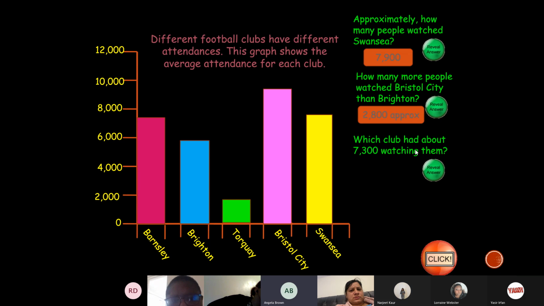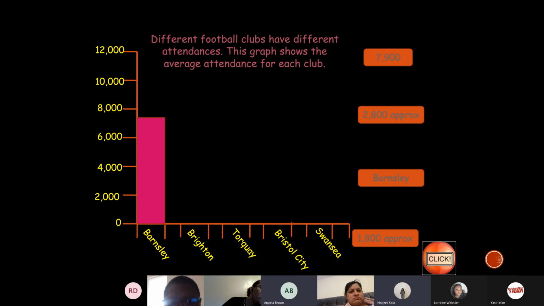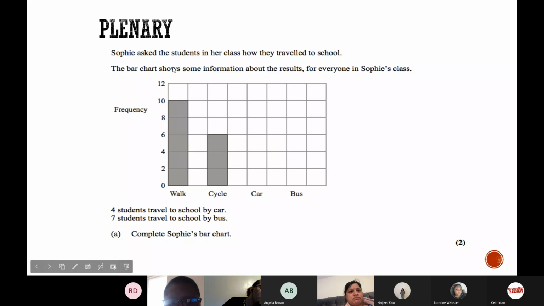And then which club has about 7,300 watching them? Barnsley. So if we look there. And then how many people watch Torquay? So we're looking at about 1,900. Oh, approximately 1,800. Okay.